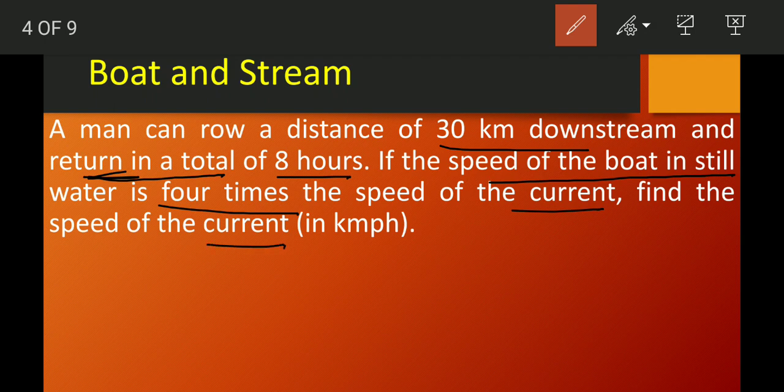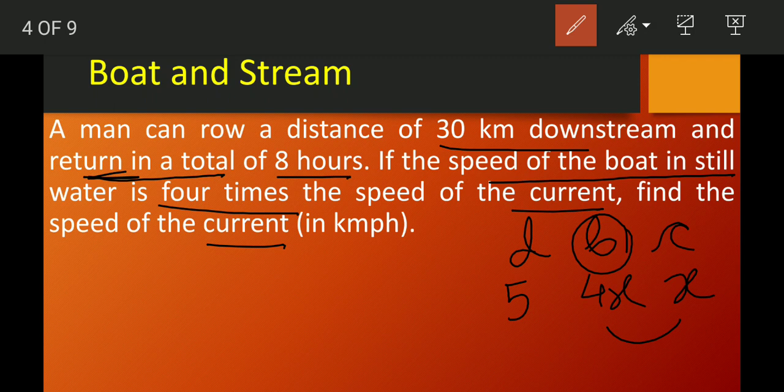So if we write the speed of boat as B and speed of current as C, we can take the speed of current as x, so the speed of boat would be 4 times this, that is 4x. Now what does downstream mean? Downstream means the boat is going along the stream, therefore the speed of the boat is more, that is the speed of boat and the speed of current add, and we will get the speed of downstream as 4x plus x, that is 5x.